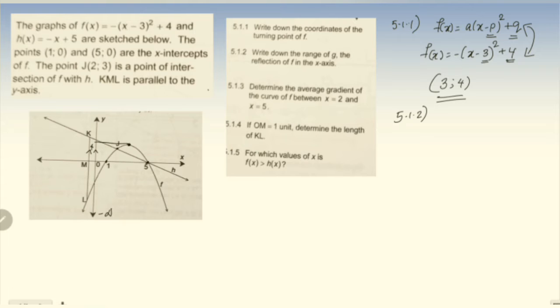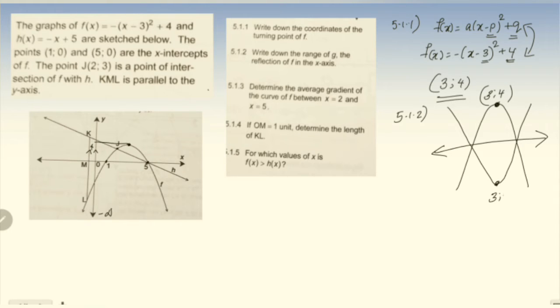But they don't want that here, they want the range of g. So what is g? g is a reflection of f in the x-axis. So look at here. Our parabola is like this. This is the x-axis. Then this graph, if you reflect about the x-axis, is going to be like this. Understand? So the given parabola, what is the turning point? 3, 4. So after the reflection, the turning point will be 3, minus 4, because a graph reflecting about the x-axis means y value becomes negative. Did you see that? And 4 becomes minus 4.